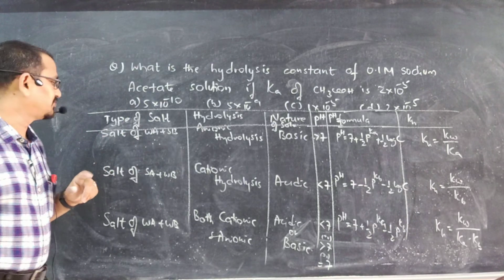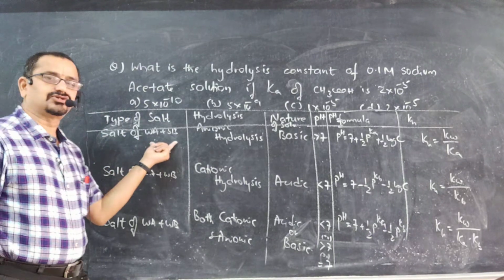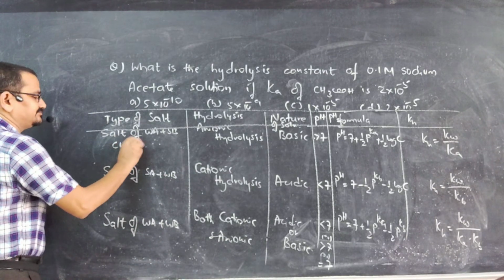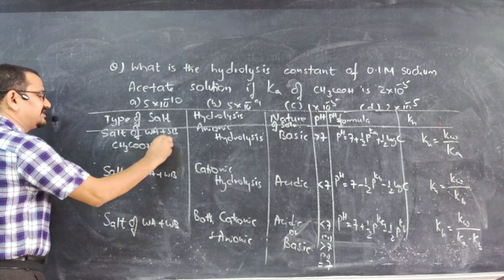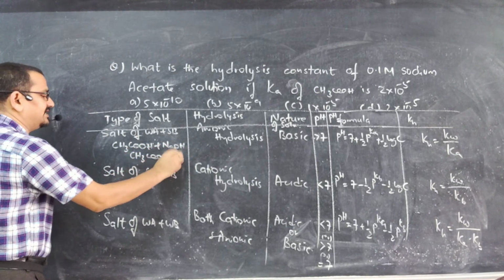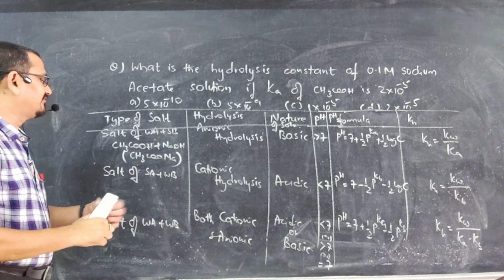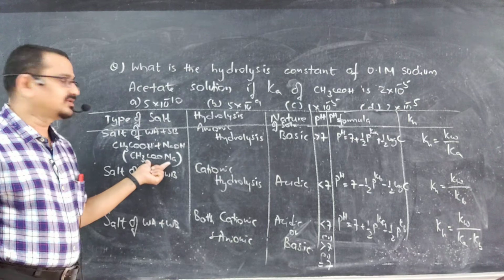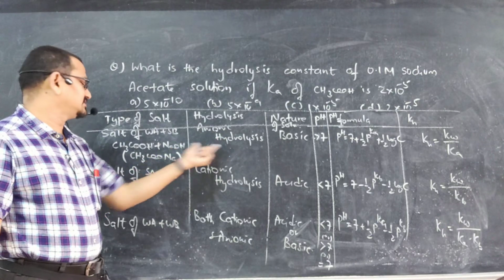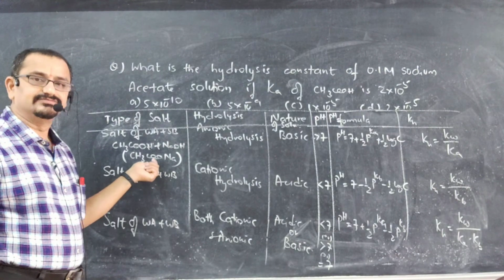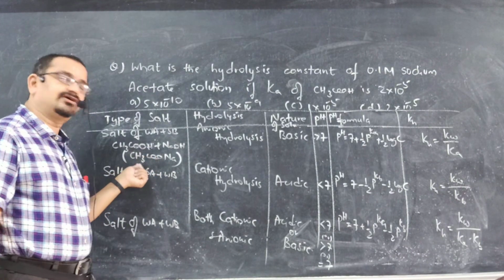Do remember that point. Salt of weak acid, strong base. Suppose CH3COOH when combined with NaOH, a strong base, gives CH3COONa. This is a salt of weak acid, strong base. When this type of salt is subjected to hydrolysis, anionic hydrolysis takes place. The CH3COO minus, as it had come from weak acid, the anion is a strong base.